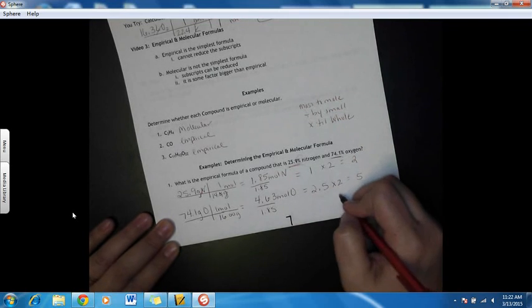And so this is where our last step comes in. How do we multiply till whole? How can we keep this same ratio but make it a whole number ratio? If we have a 0.5, we would multiply both things by 2, and that keeps the same ratio. We've just doubled everything. And so that means we'll have 2 nitrogens and 5 oxygens. So the formula would be N2O5. So that would be the empirical formula.